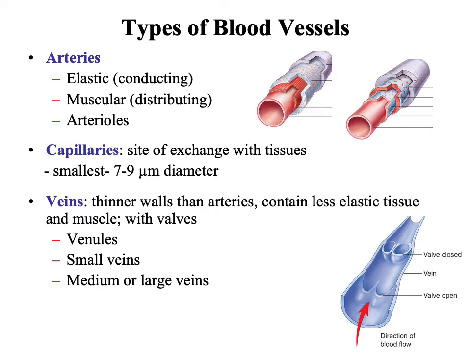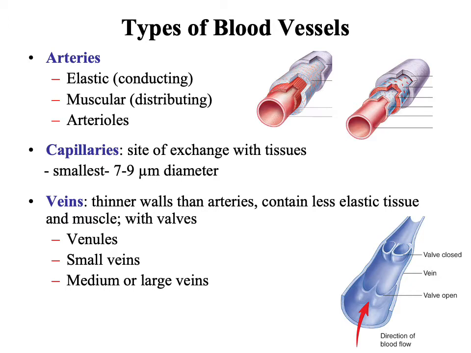The individual vessel types do differ in terms of their size and composition. So if we start with the arteries, the list under the arteries now follows a size gradient. So we are beginning with the largest arteries, which are the elastic or conducting arteries. The next largest are the muscular or distributing arteries, and then we have the smallest arteries called the arterioles. And for the first 2, the elastic and the muscular arteries, the name really describes a lot about the composition of the wall of the artery.